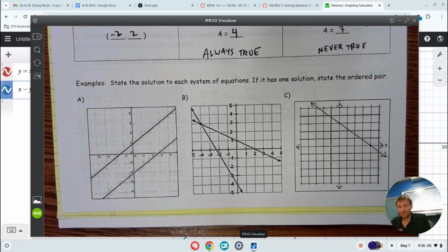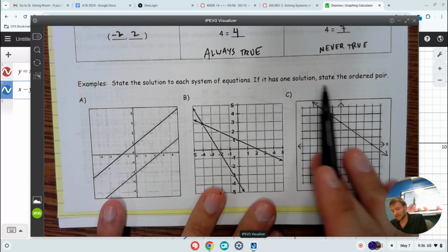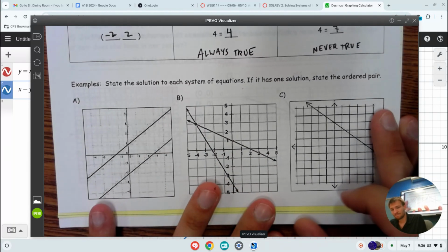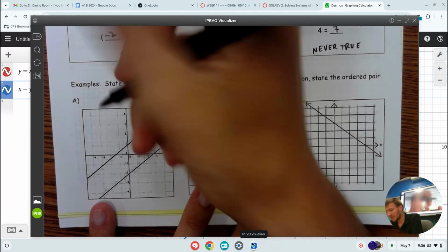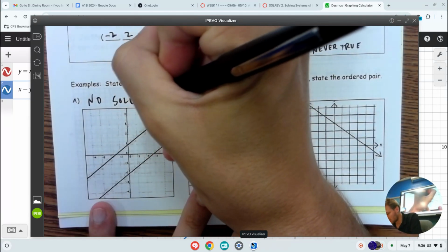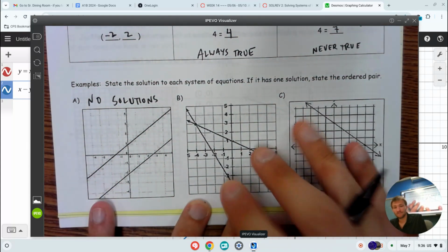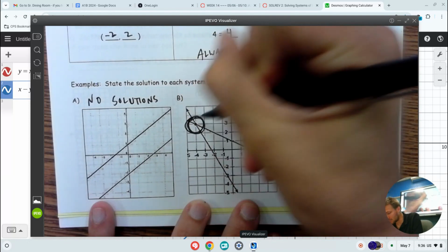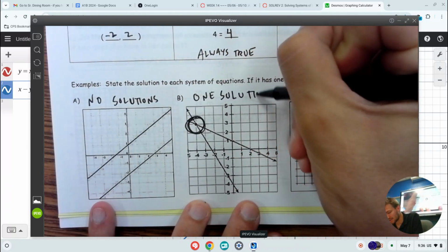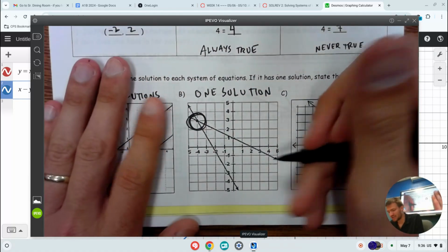Down here, we're going to do these questions really quick. State the solution. If it has one solution, state the ordered pair. How many solutions do we have for letter A? None, right? This is a no solutions. Sounds good. What about B? How many solutions do we have here? This is a one solution because they touch once. And if you have one solution, you must say what that solution is.